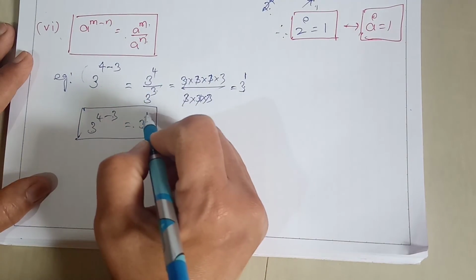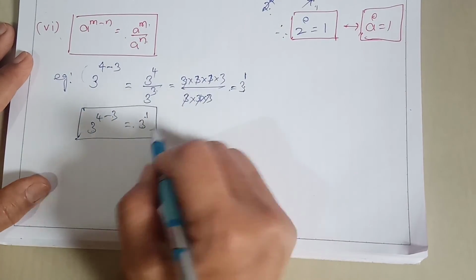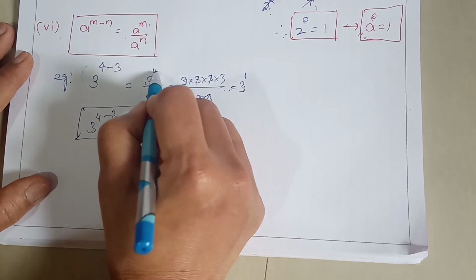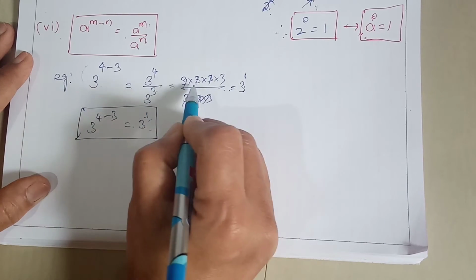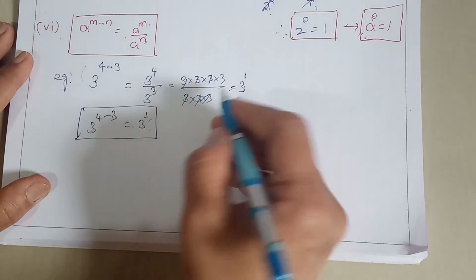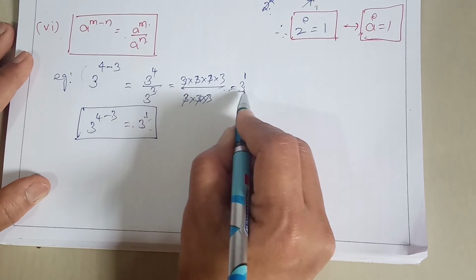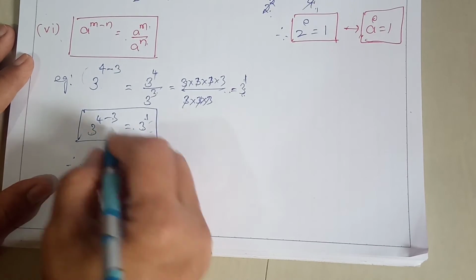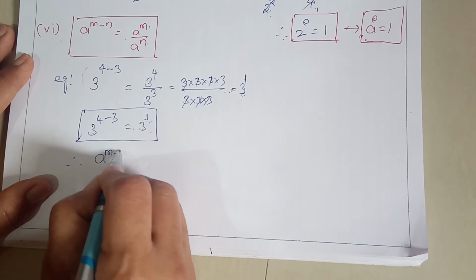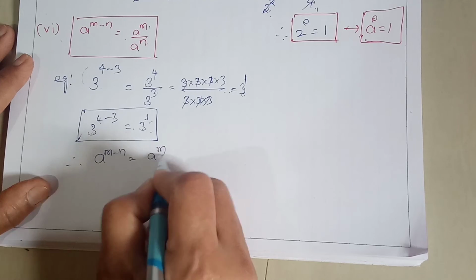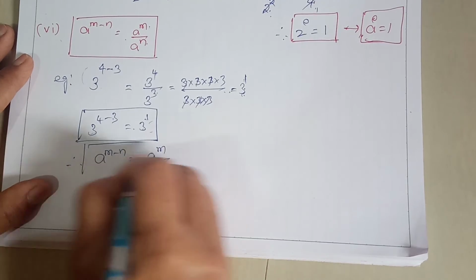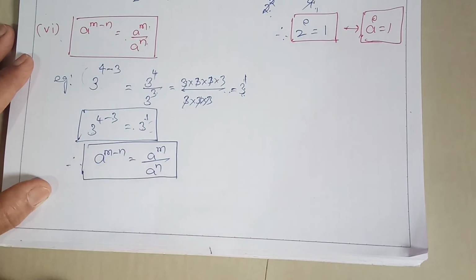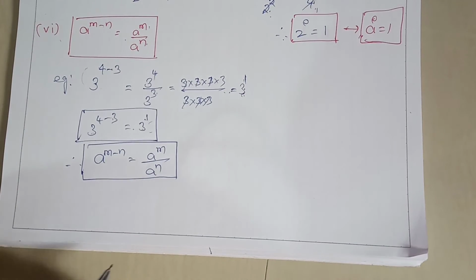That means these two are equal. How? 3 to the power 4 by 3 to the power 3, by the expanding method and after cancellation, we also get 3 to the power 1. So what we have proved is a to the power m minus n is equal to a to the power m by a to the power n.